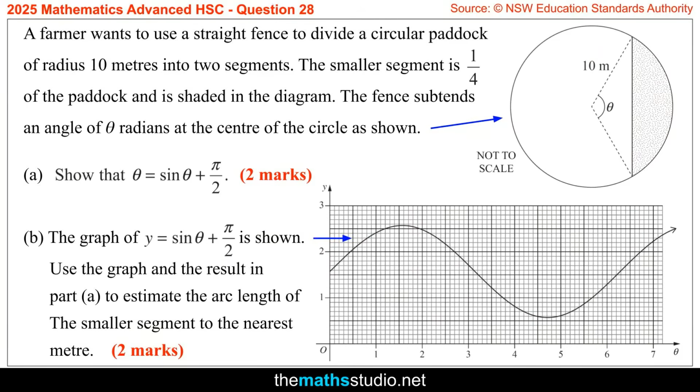Question 28. A farmer wants to use a straight fence to divide a circular paddock of radius 10 meters into two segments. The smaller segment is 1/4 of the paddock and is shaded in the diagram. The fence subtends an angle of theta radians at the center of the circle as shown. Part A. Show that theta equals sine theta plus pi over 2.